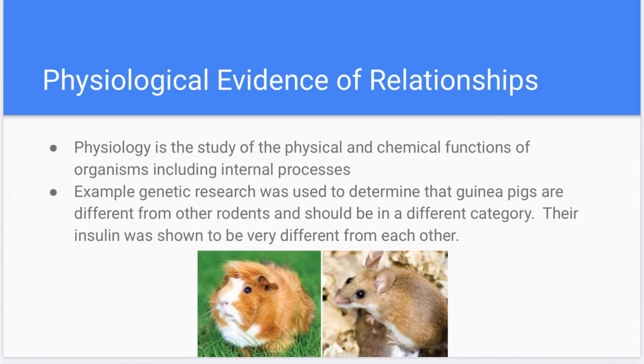Well, we can compare proteins among different species to see the degree of genetic similarity and differences. We can do genetic research to determine whether things like a guinea pig or other rodents should be in different categories. It actually turns out that a guinea pig is. Their insulin, the protein, was shown to be very different from the other rodents. So guinea pigs were actually reclassified. And we can do that. We can look further into species and put them in a different branch or a different part of the phylogenetic tree.